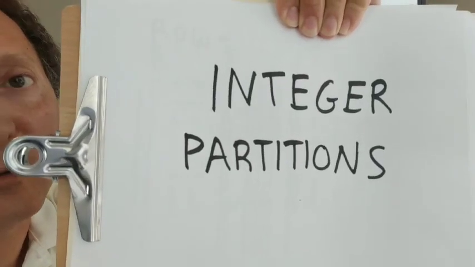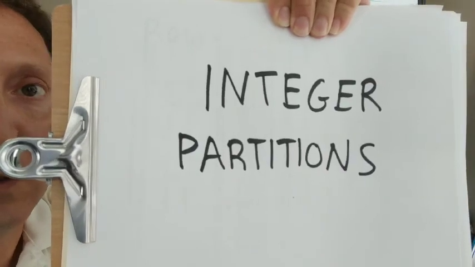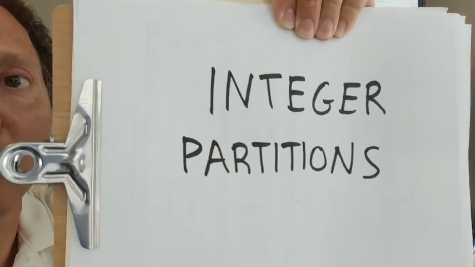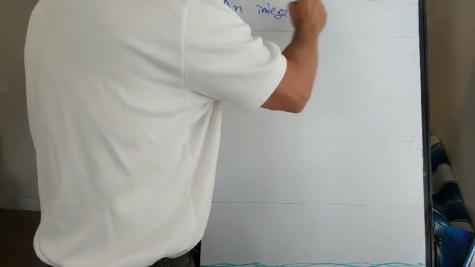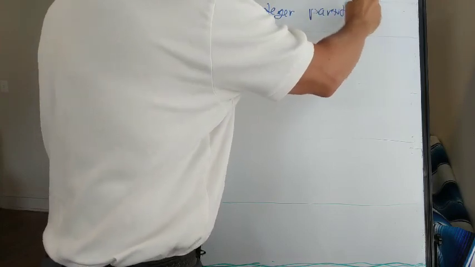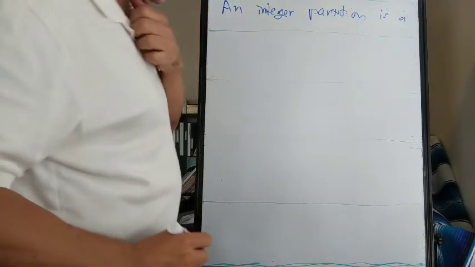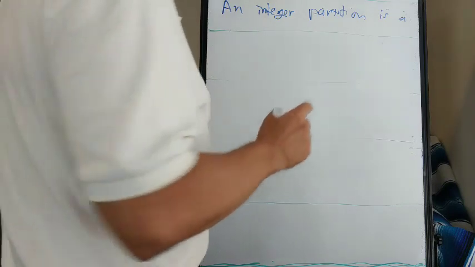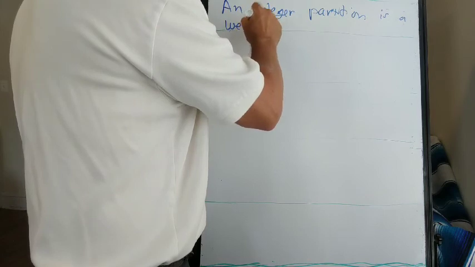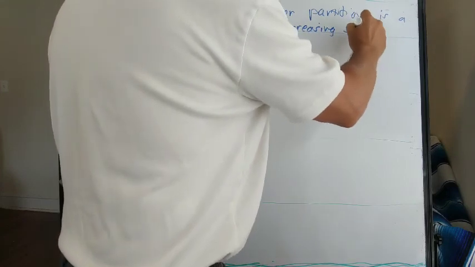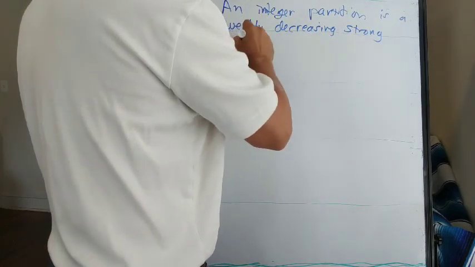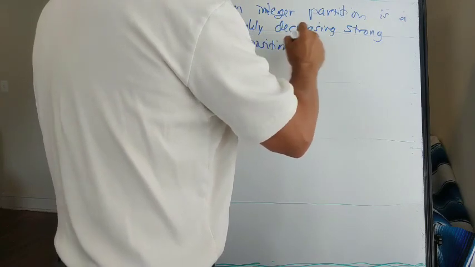The word partition, unfortunately, is used two different ways in combinatorics. There's partitions of sets and partitions of integers. An integer partition is a weakly decreasing strong composition of an integer.